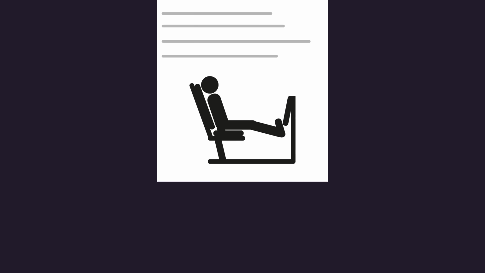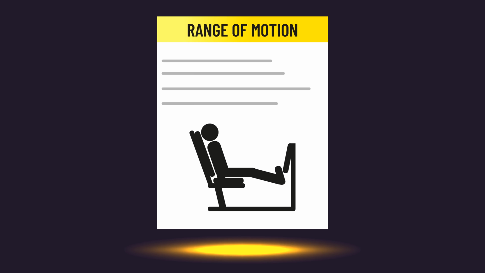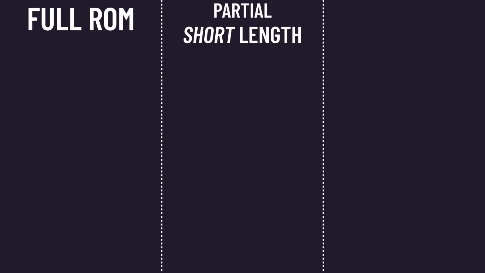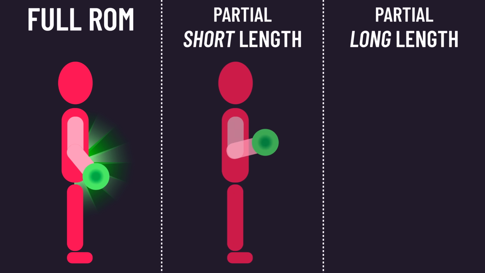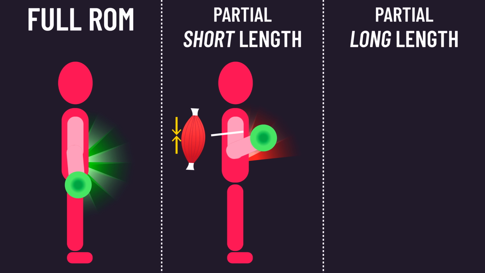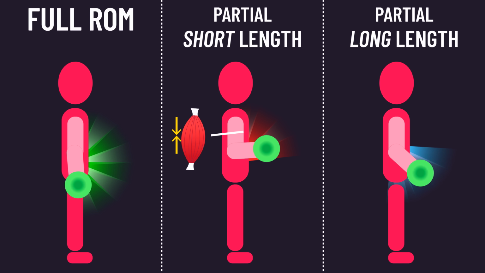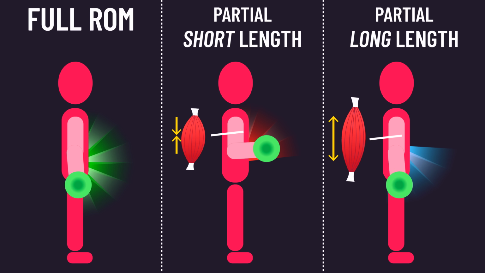Let's start with the intriguing range of motion literature. There are generally three range of motions. A full range of motion moves the joints in the exercise to the fullest potential, such as fully extending and bending the elbow during a curl. A partial at short length partially moves through the range where the muscle is at a shorter length, such as the top part of a curl. A partial at long length partially moves through the part where the muscle is at a longer length, such as the bottom part of a curl.